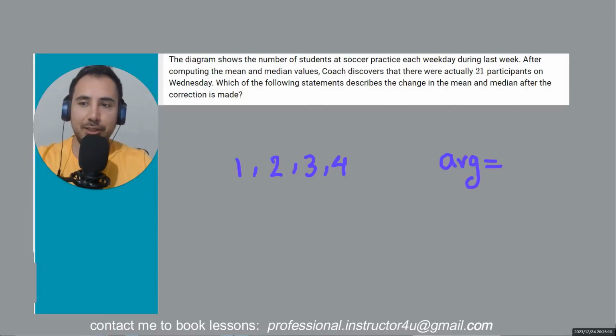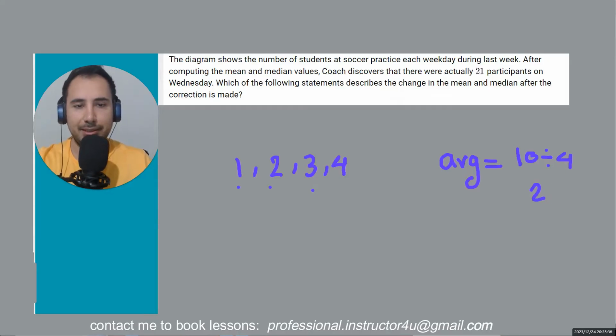Before we actually do problem 10, let me just give you something crucial about averages. So answer me this. What is the average of 1, 2, 3, and 4? Some of you will just add all these numbers together, 1 plus 2 plus 3 plus 4. That's going to be 10. And then you divide it by 4 because we have 4 numbers. That's going to be 2.5.